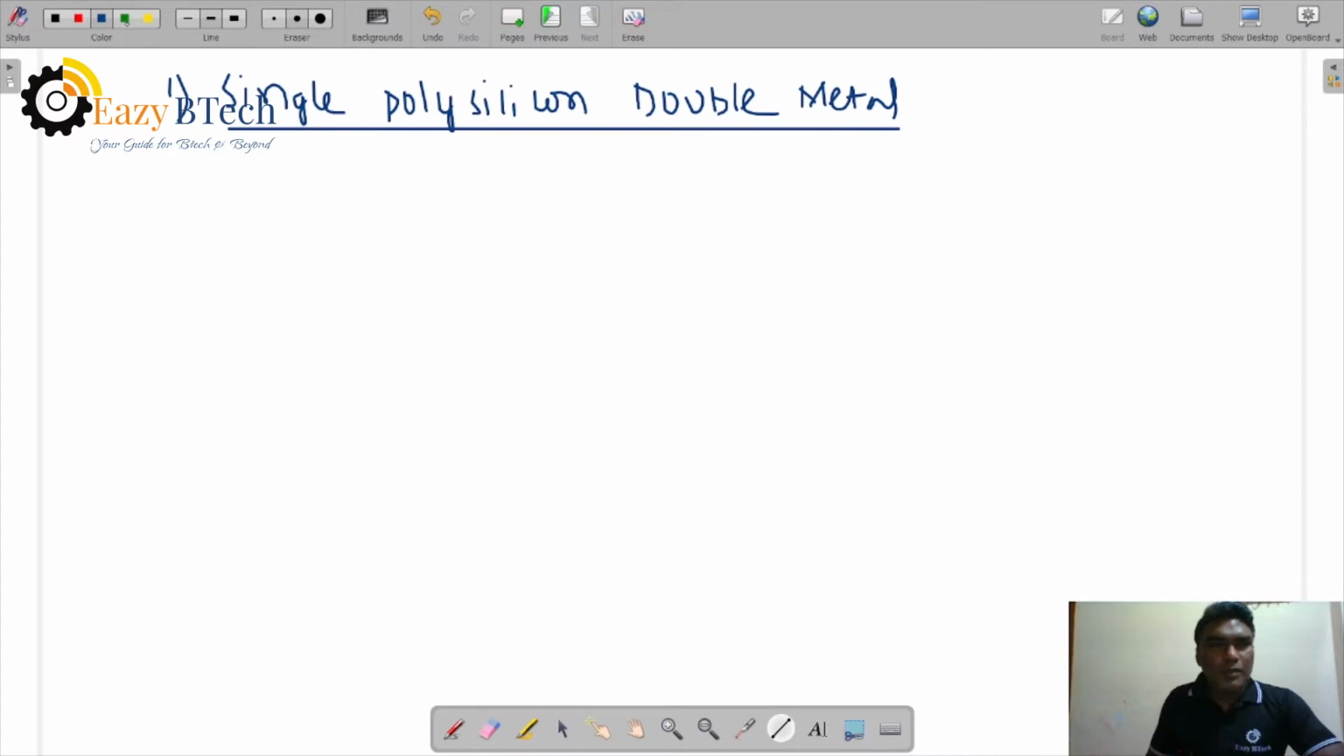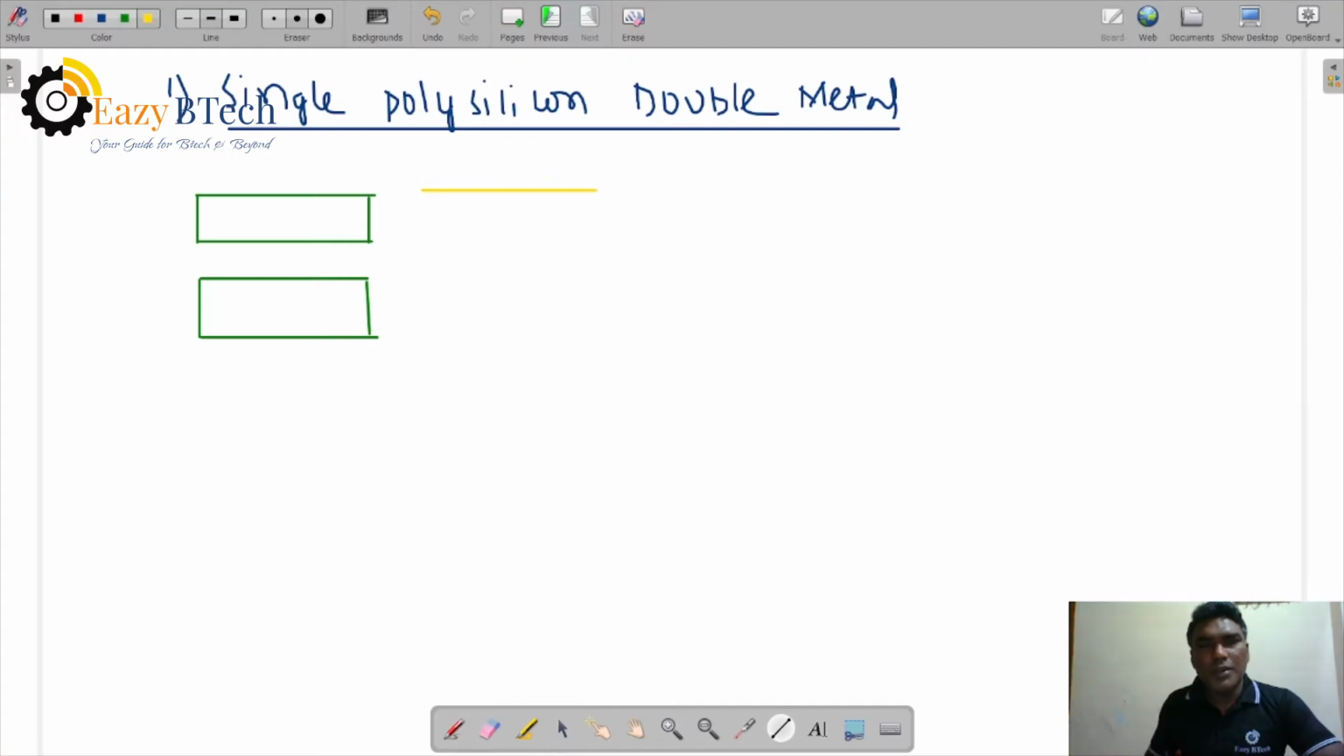So we have different layers. Important layers are N diffusion. Layers you should remember carefully. N diffusion to N diffusion, what is the distance between them? Now we have P plus diffusion, which is yellow, and the distance between P plus diffusion to P plus diffusion. And we have polysilicon, which is red color.